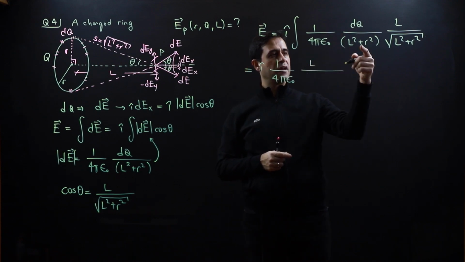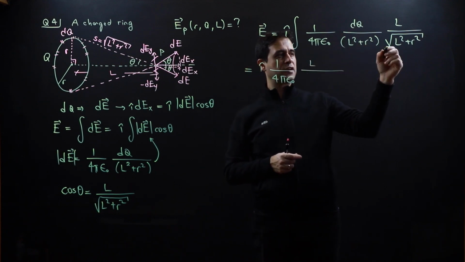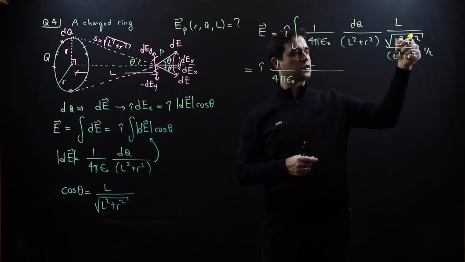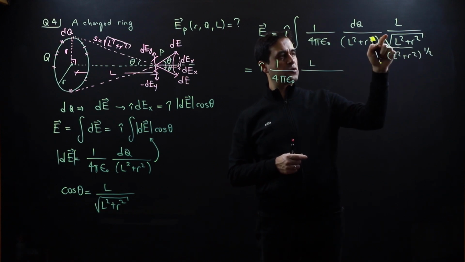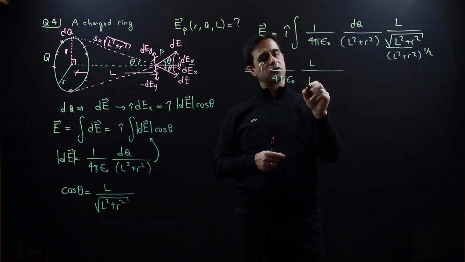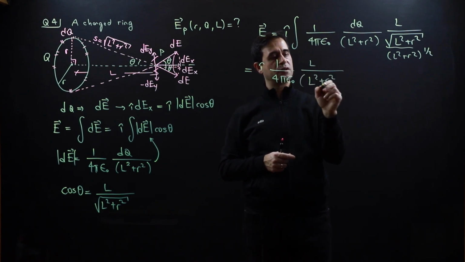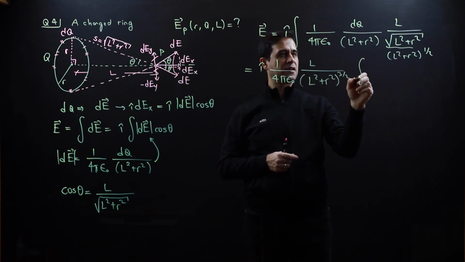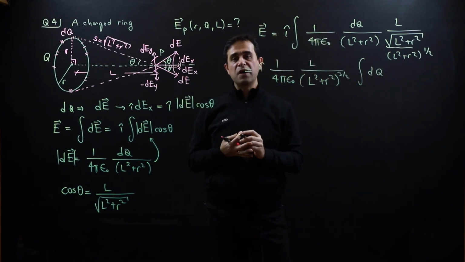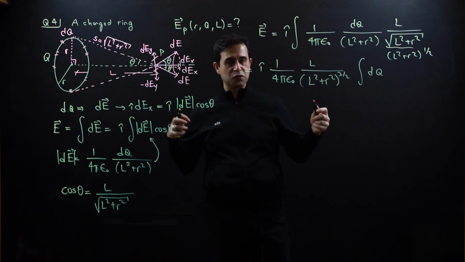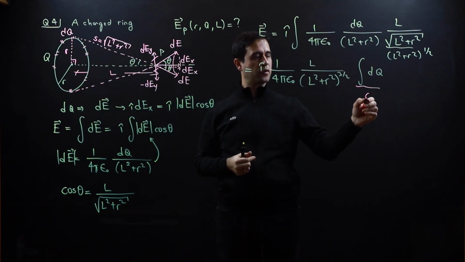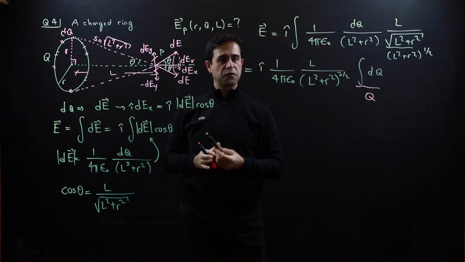L is constant, and this is L squared plus R squared, and this is L squared plus R squared with 1/2, right? That's what square root means. If you multiply them, you add the powers. 1 plus 1/2 is 3/2, right? So that's L squared plus R squared with 3/2. And inside the integral, the only thing that remains is dq. And that's what I meant by a very simple integration, because we don't even do any integration. If you add all the dq's, that means if you add all the charges, you get Q, right? Okay, so here we go.